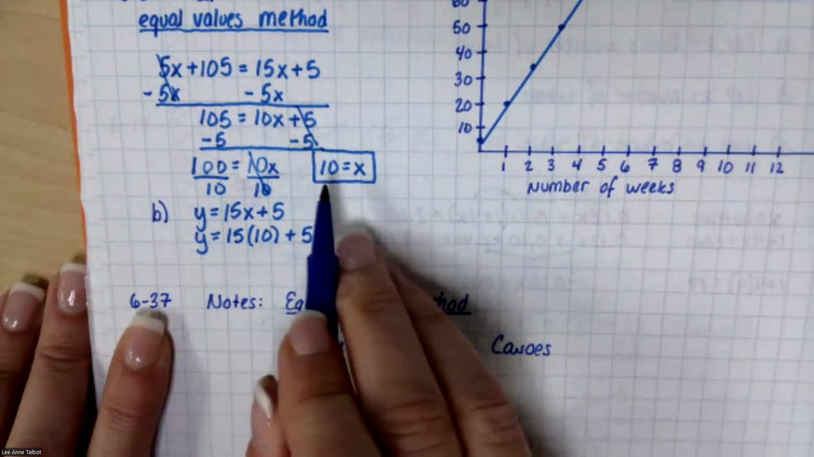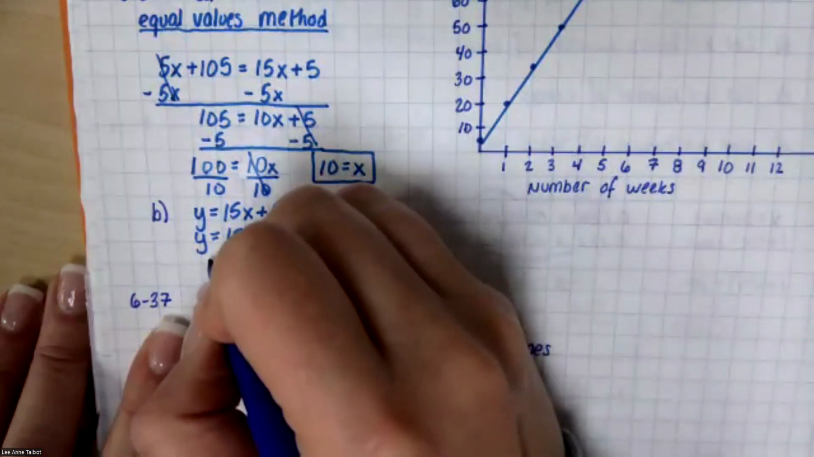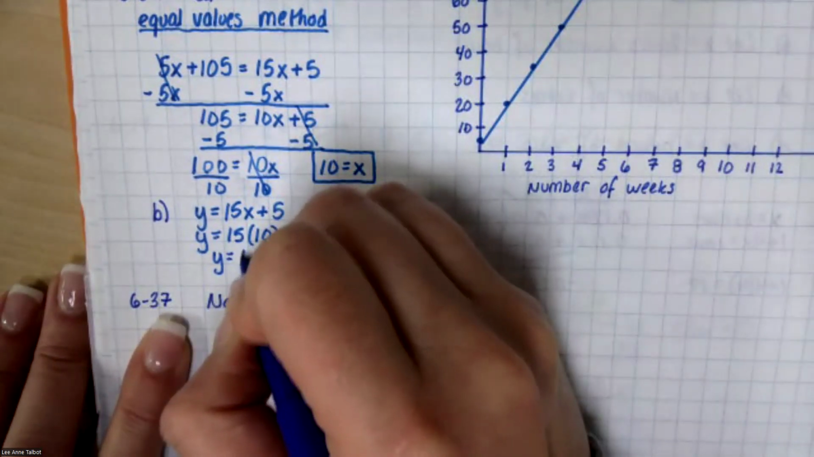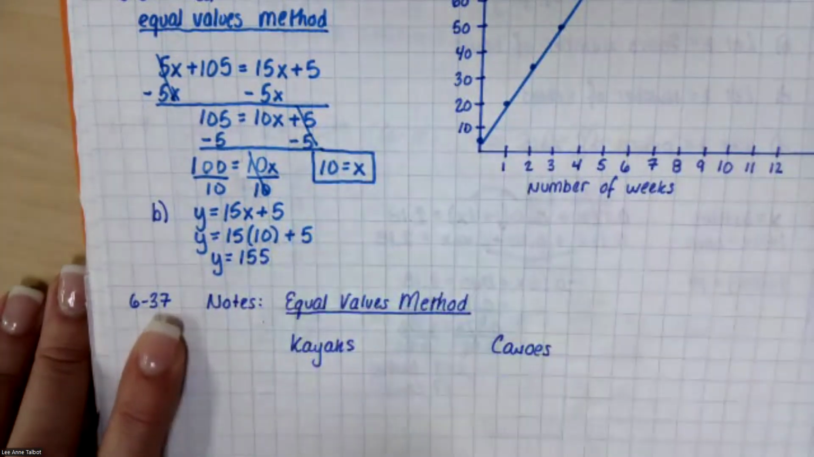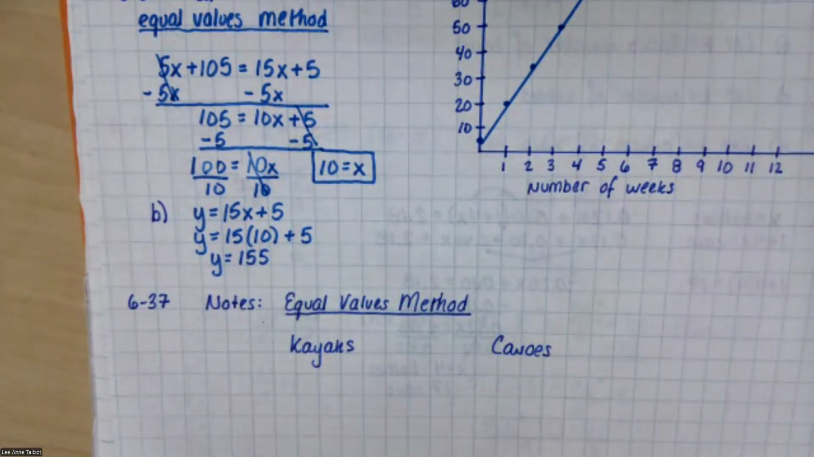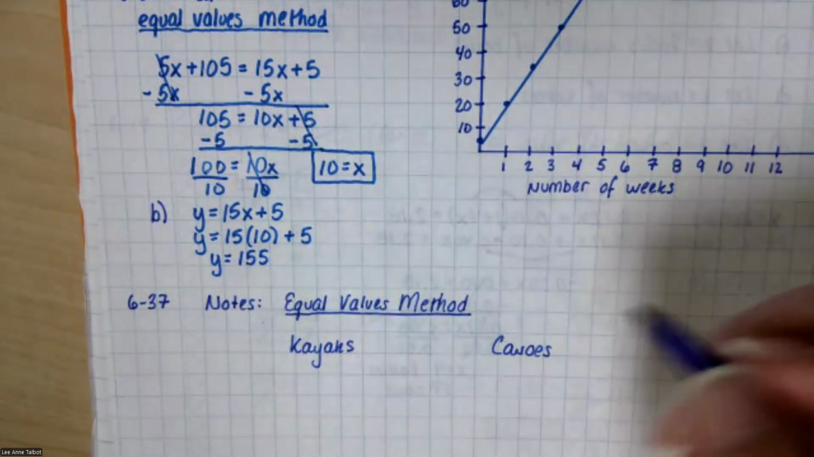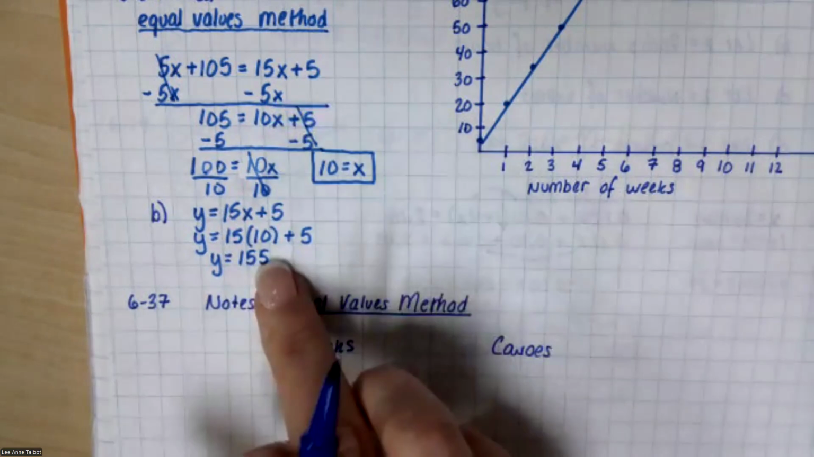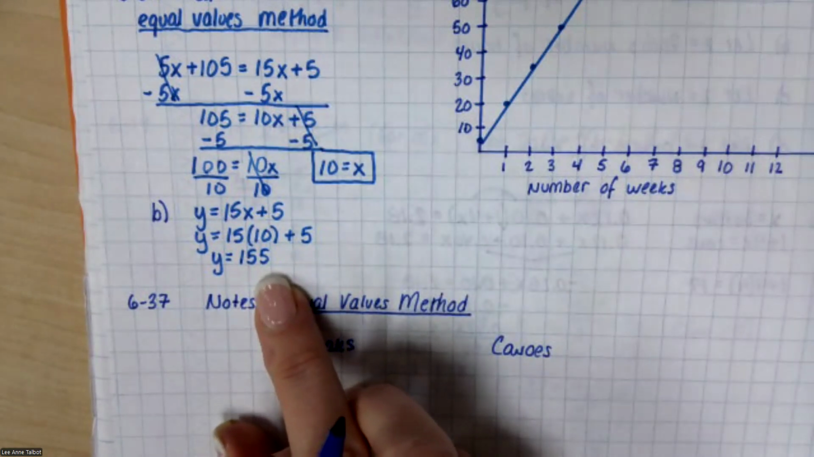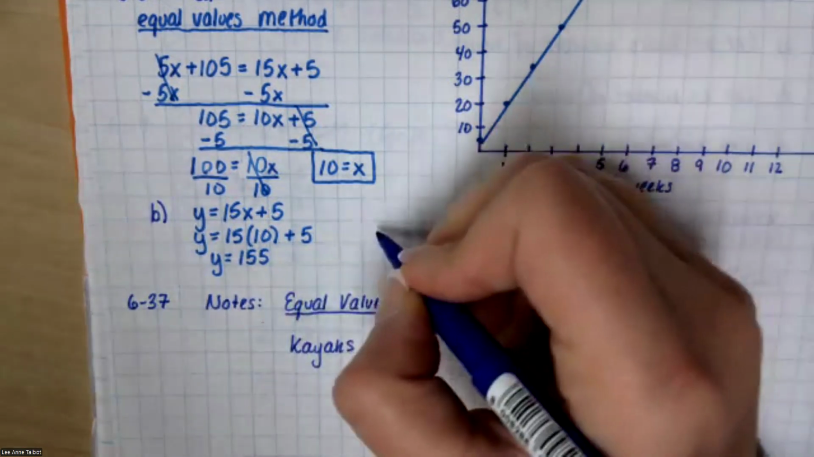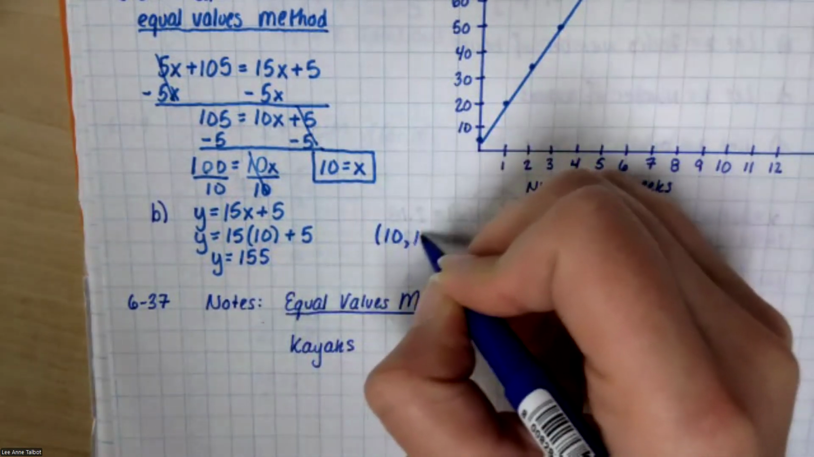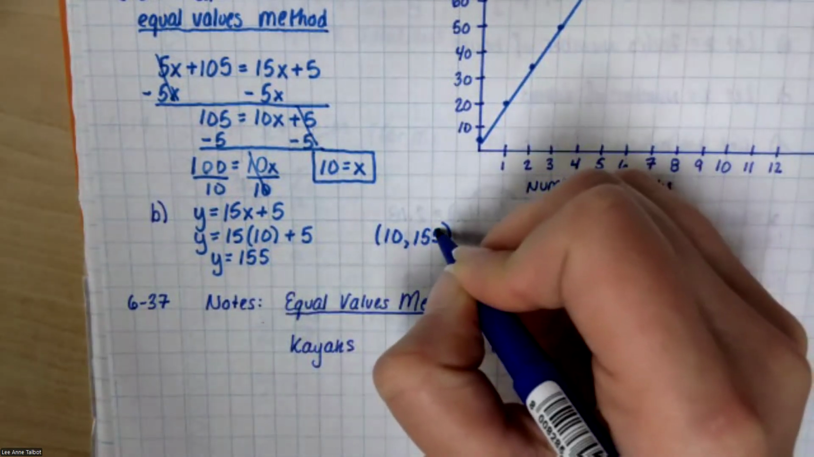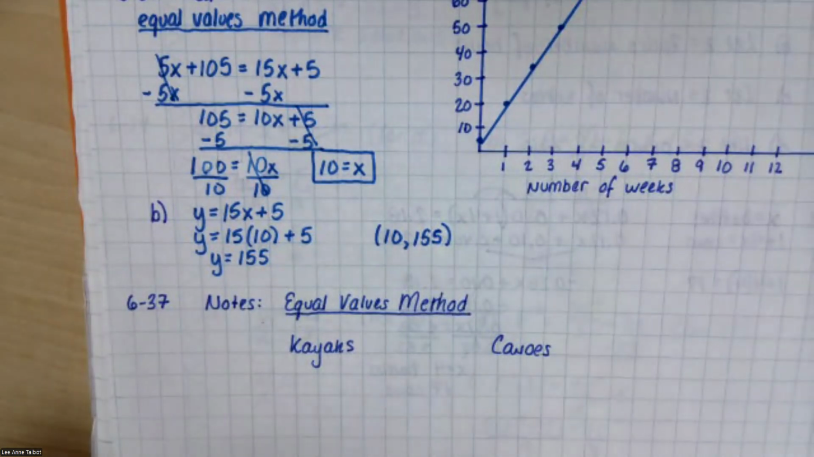So I take my X is 10, plug it in like a function machine. Okay. Now, as wonderful as that is, I would not get full credit for this answer because I didn't write the final answer, which is 10, comma 155. Yes, sir.